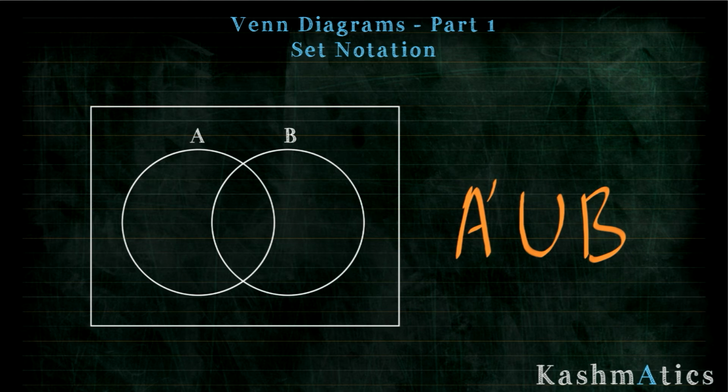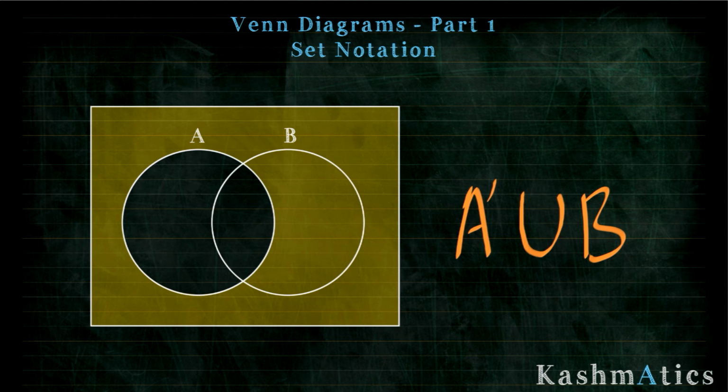Now let's have a look at this example. It looks very similar to the last one. This is everything that's not in A or the union of everything that's in B. So what I need to do is shade everything that's not in A and then shade everything that's in B and then unite it all together. So let's have a look here.